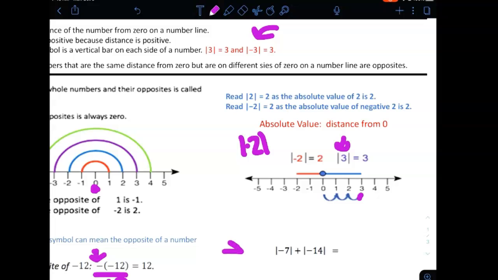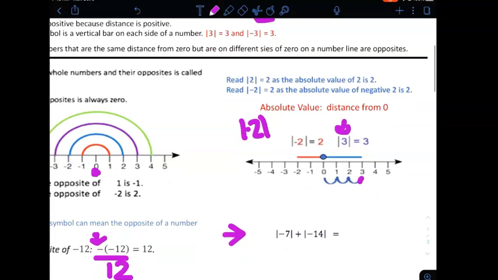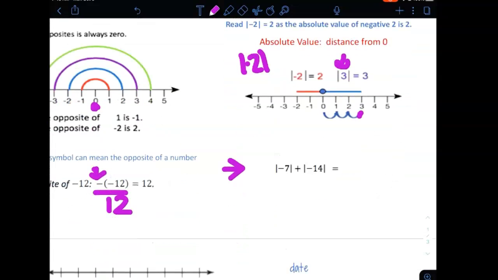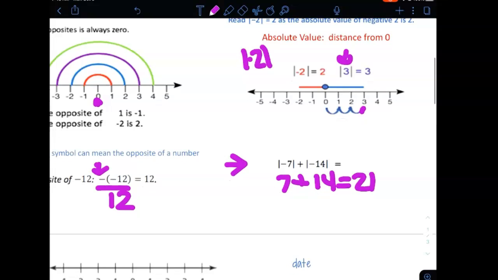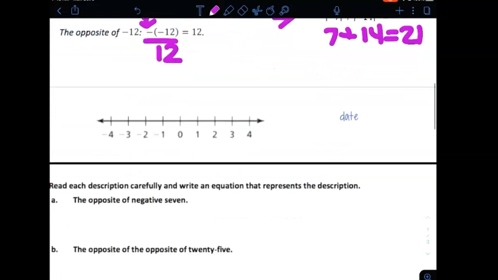Sometimes you might see a problem like this. And all we have to do is take the absolute value, and we're going to break it down into the next step. So underneath -7, I'm going to take the absolute value, which is +7, plus the absolute value of -14, which is +14. So that's just going to give me 21. Okay.